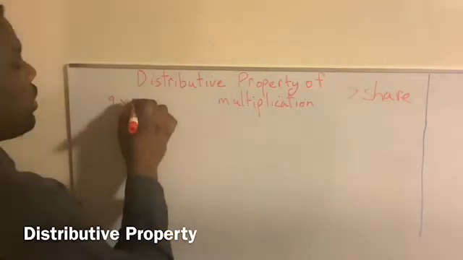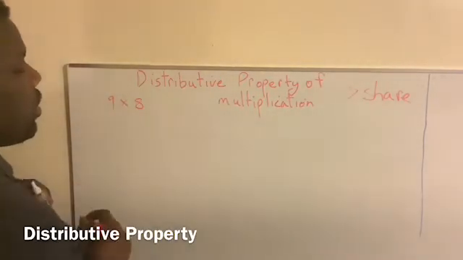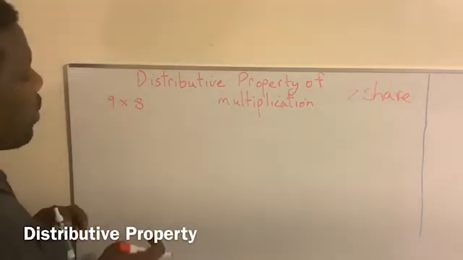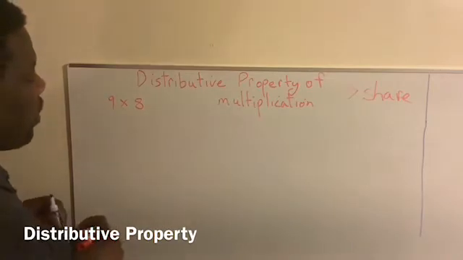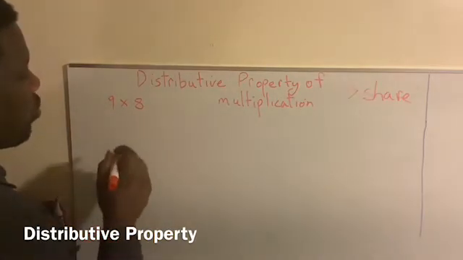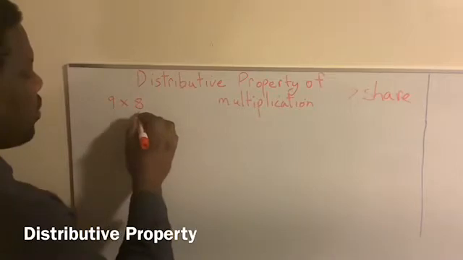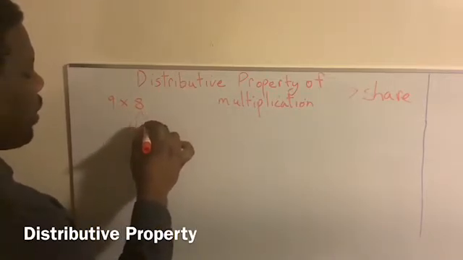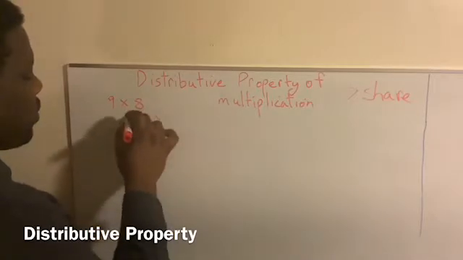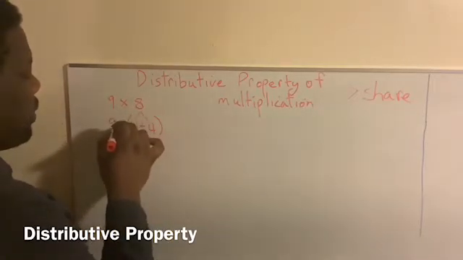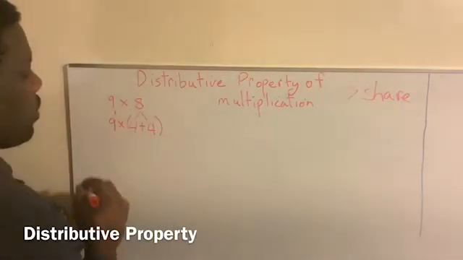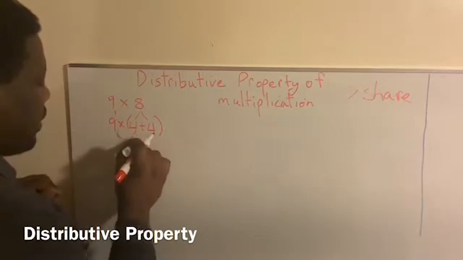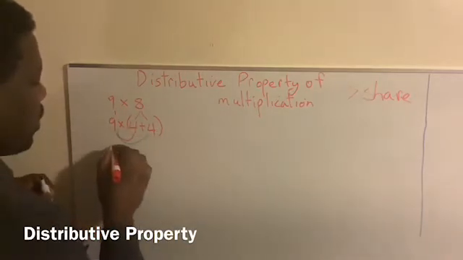Nine times 8. Now it doesn't matter which factor you break up. Just think about numbers that you feel comfortable with. So let's try breaking up the 8. We can break up 8 into 4 plus 4. And the 9 stays the same. So 9 times 4 and 9 times the other 4 as well.